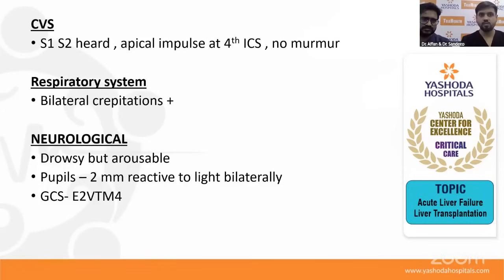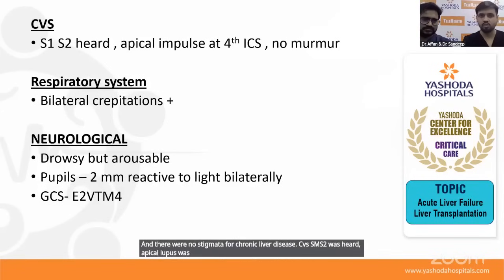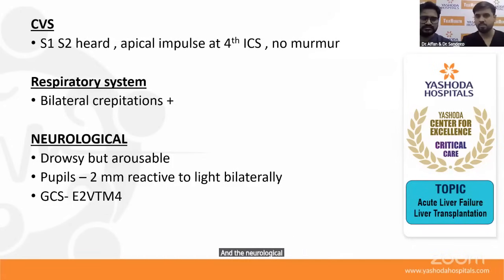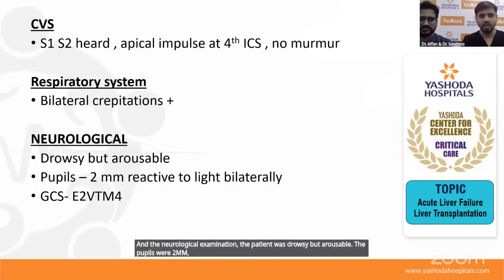On CVS, S1 S2 was heard. The apical impulse was at the fourth intercostal space, and there was no murmur. On the respiratory system examination, there were bilateral crepitations. Under the neurological examination, the patient was drowsy but arousable. The pupils were 2 mm, reactive to light bilaterally. The patient was intubated, so the GCS was E2, VT, and M4.